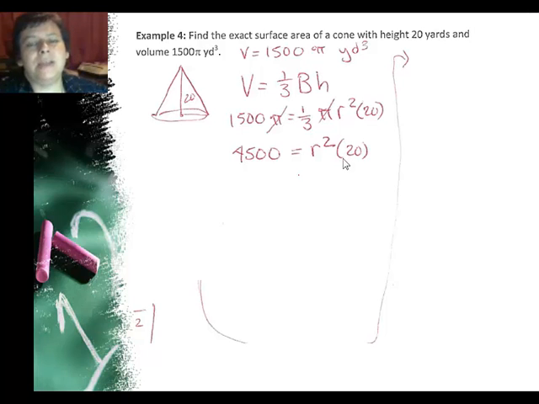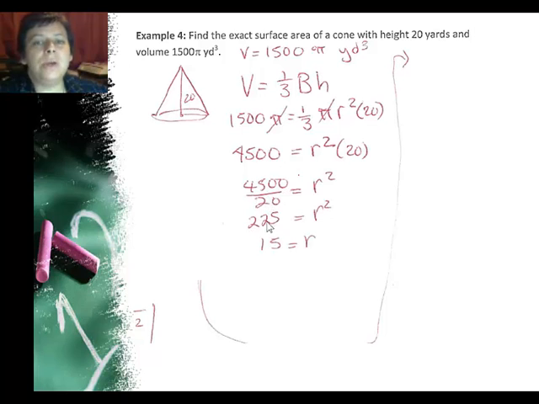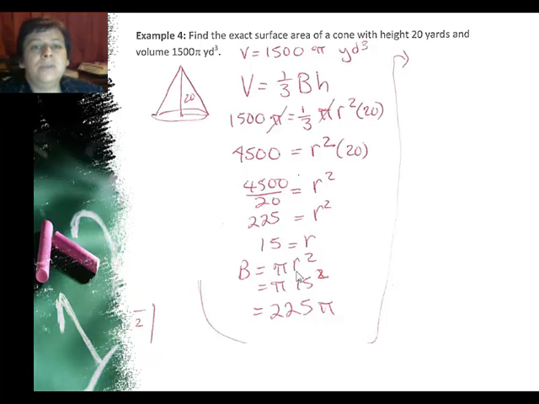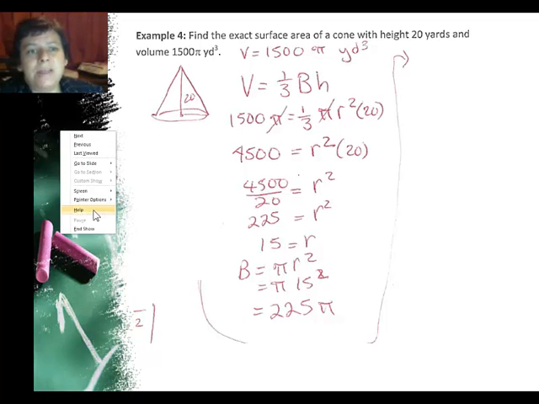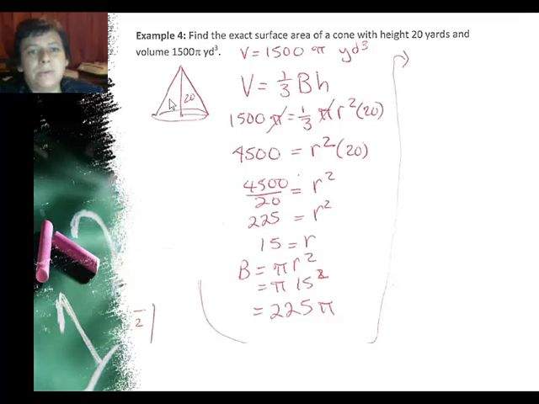Now I still have that 20, so if I divide both sides by 20, then I get 225 equals r squared. I have to take the square root of both sides, and I find that the radius is 15. Since the radius is 15, I can find that base area, which is right here in the shape of a circle, and that base area is pi r squared, or pi times 15 squared, or 225 pi.